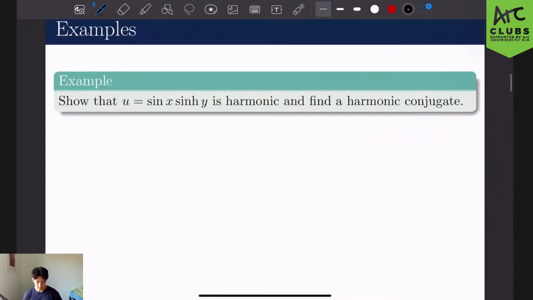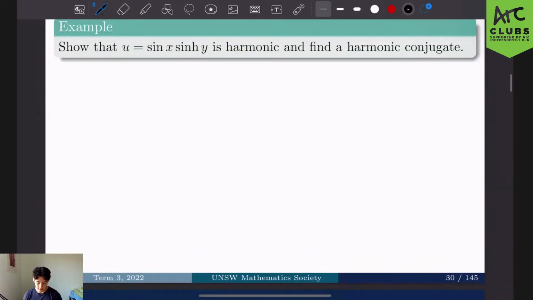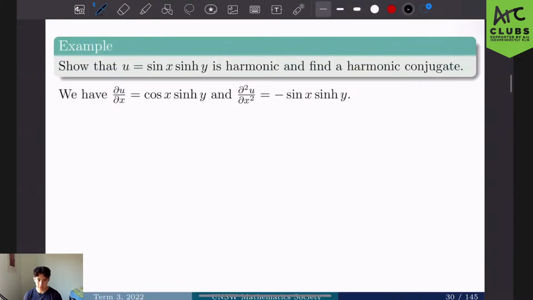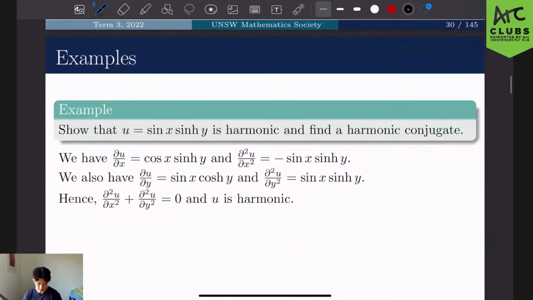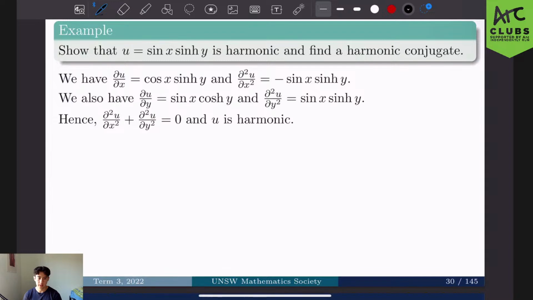So applying these definitions, we need to show that u equals sine of x sine of y is harmonic, and also find a harmonic conjugate. First off, we'll show that it's harmonic. To do so, we'll look at the partial derivatives. First we'll calculate with respect to x, it's pretty simple, and with respect to y, it's also pretty simple. And you can see that when you add them together, it is going to satisfy our equation to equal 0, and therefore we can say that u is harmonic.